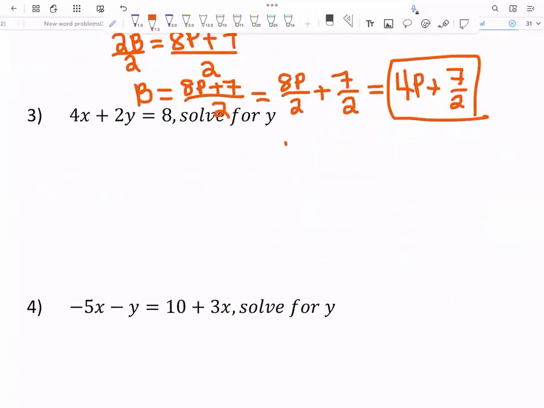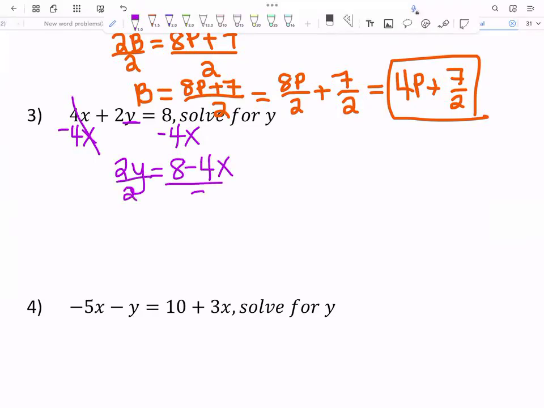Right, number 3, we're going to use this one a lot, 3 and 4, in the upcoming units when we're trying to graph linear equations. We need to solve for y. So here we're going to try to get y by itself. So we're going to subtract 4x, since that's being added to our y term. So we get 8 minus 4x. We're going to divide everything by 2.